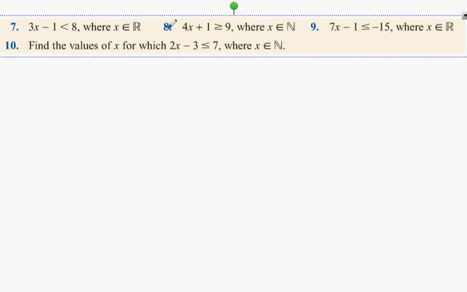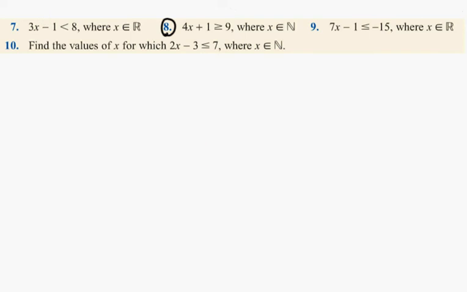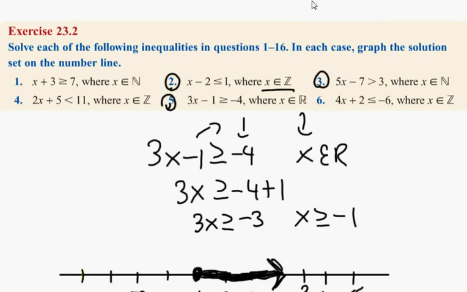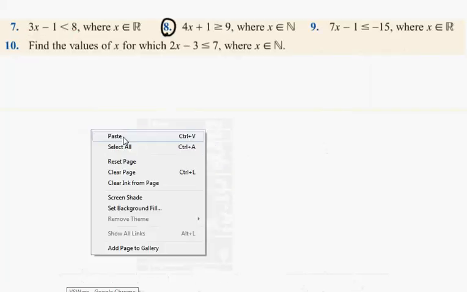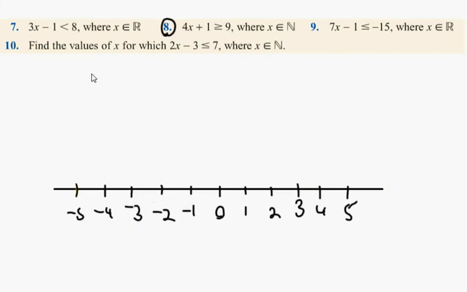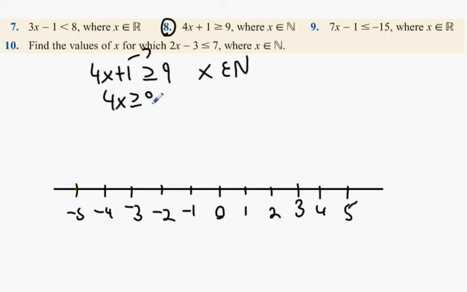Let's try another one. Question 8. Any ideas how to do question 8, guys? I'll get my beloved number line back. 2, 3, and 5 so far. Okay. How did you do this one? Go on, Charlie. Tell me how to do it. Okay. Bring the 1 over.